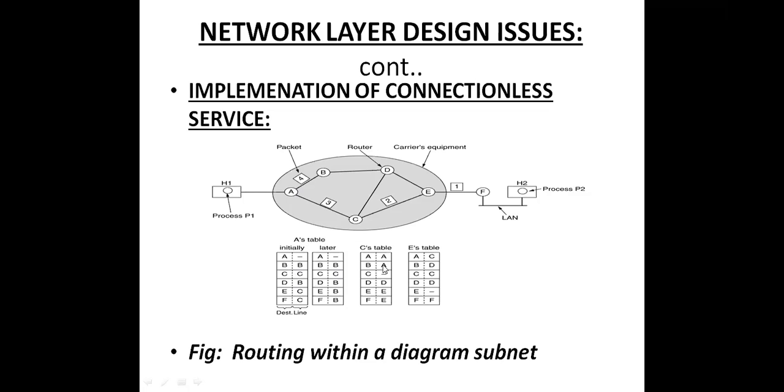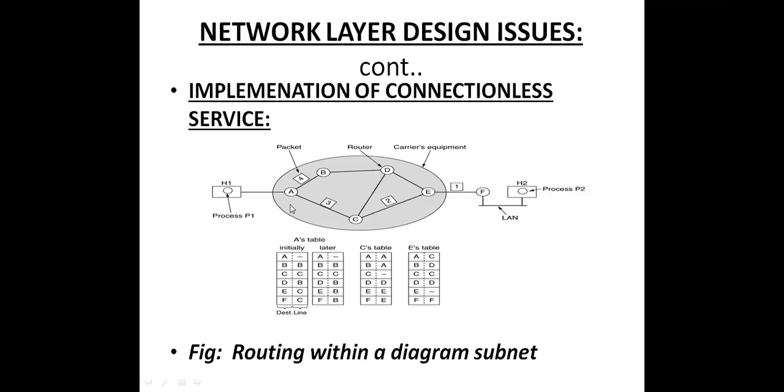What is the C table? C to A, direct, A. C to B means via A. C to C, hyphen. C to D, direct connection, D. C to E, direct connection, E. C to F via E. This is the C table.